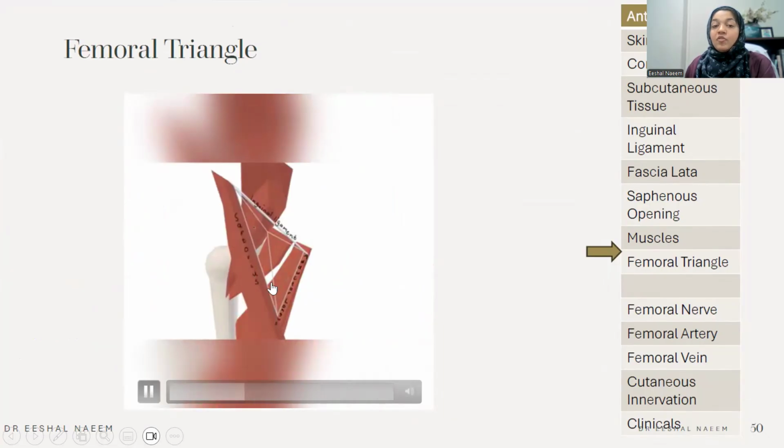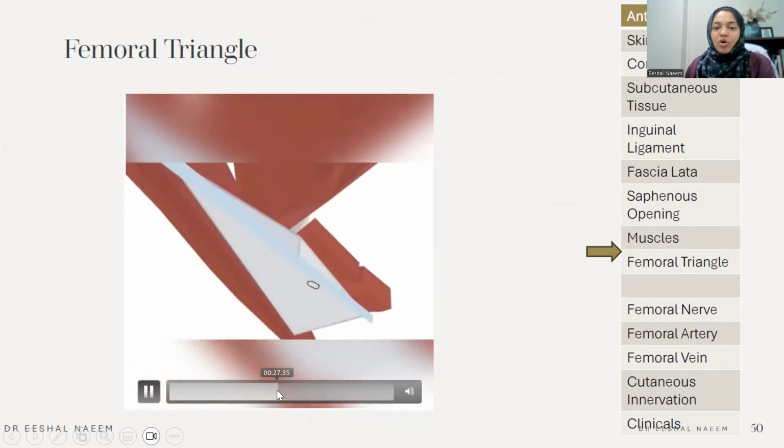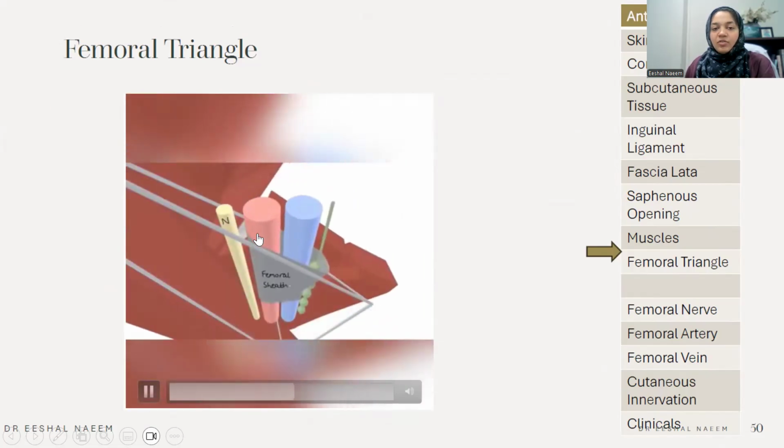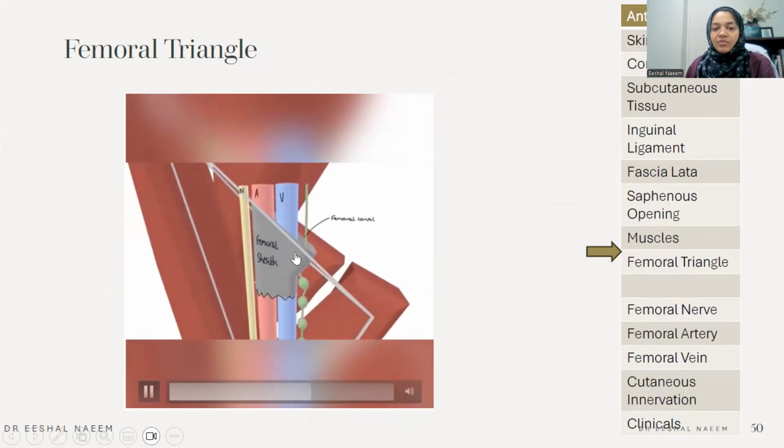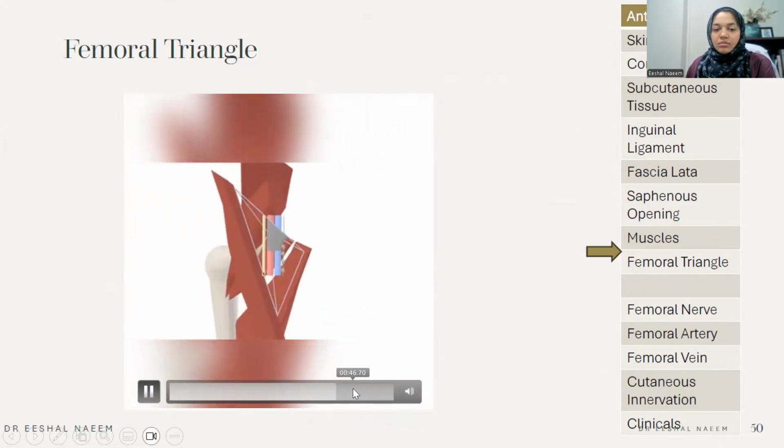They were making the floor, and then the roof was made by the inguinal ligament, and it was covered with the fascia lata. The fascia lata formed somewhat the roof of it, and then this was the nerve, artery, vein, and the lymphatics. The artery, vein, lymphatics were in the femoral sheath. This was the end of the femoral canal.